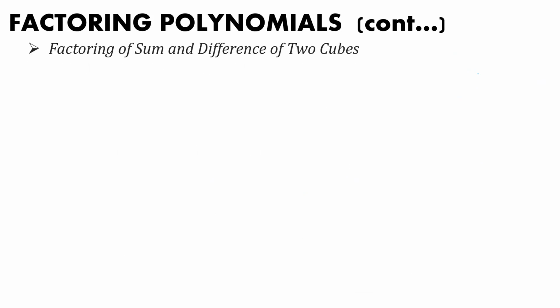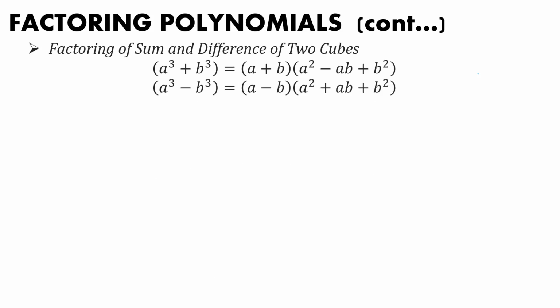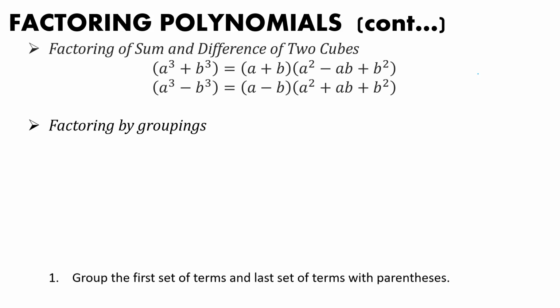So factoring of sum and difference of two cubes. So a cubed plus b cubed is equal to a plus b times the quantity a squared minus ab plus b squared. Then a cubed minus b cubed is equal to a minus b times a squared plus ab plus b squared. And factoring by grouping, no?